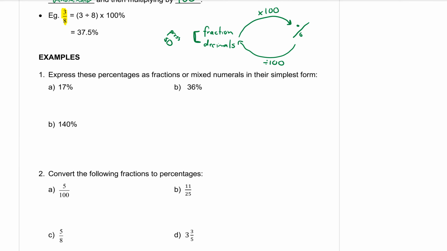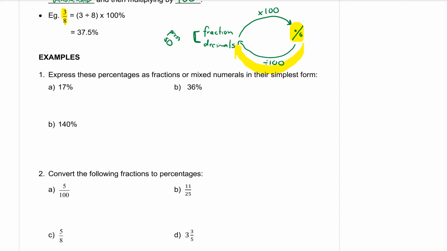Question 1 says, express these percentages as fractions or mixed numerals in their simplest form. So 17%, looking at my diagram, it is a percentage. Whoop, not that one. I want my other pen. Let's try that again. I have a percentage and I want to get to a fraction, which means I've got to go that way around my diagram. So I need to divide by 100.